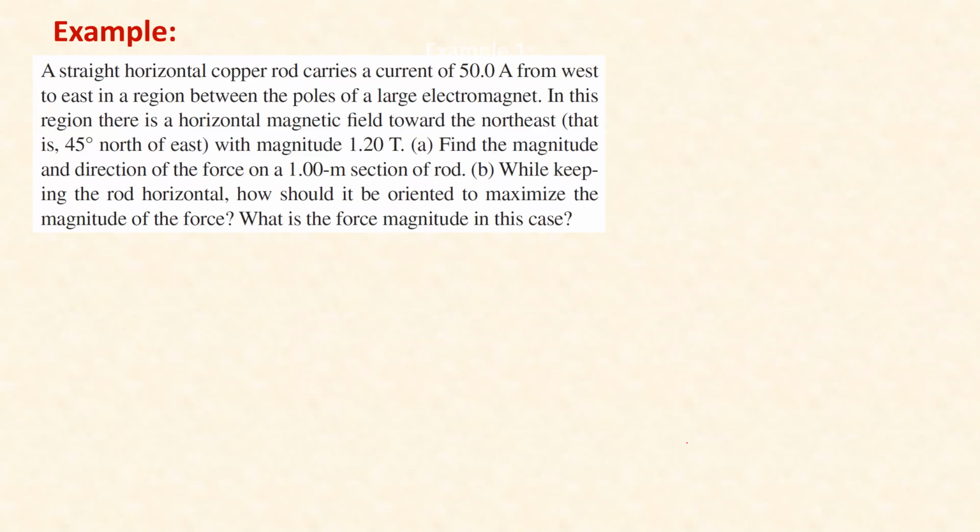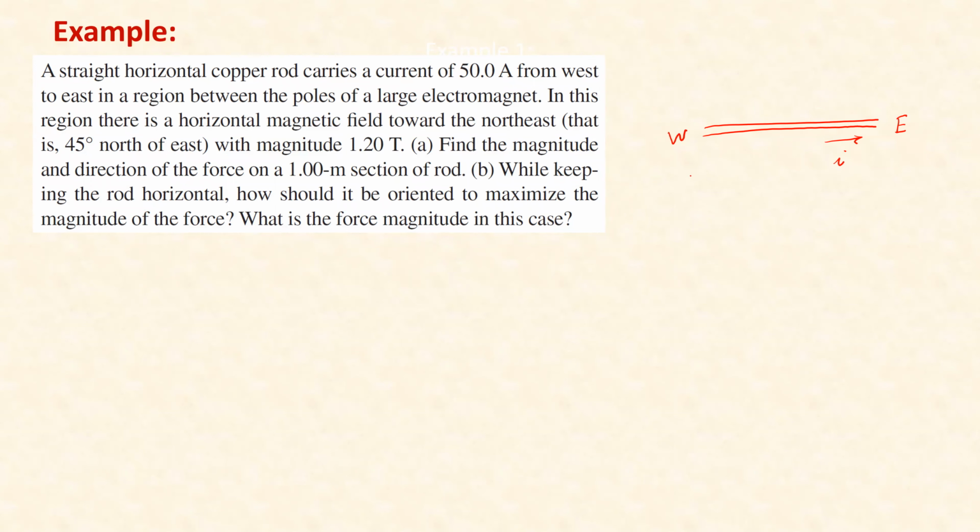This is another example that says a straight horizontal copper rod carries a current of 50 amp from west to east. So this is from west to east. It has a current I, the same as before, in a region between the poles of a large electromagnet. In this region, there is a horizontal magnetic field toward northeast. So this is west, this is east, toward northeast, that is 45 degrees north of east.